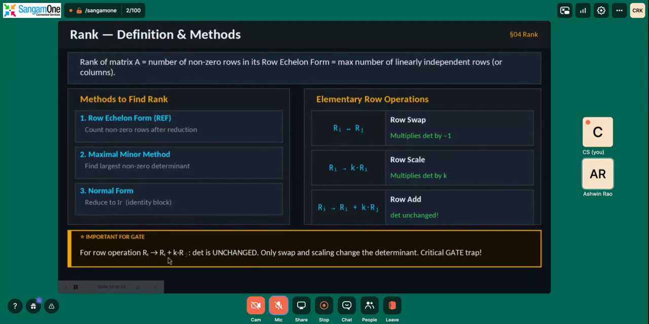As you can see here, an important note is that Ri becoming Ri plus K times Rj leaves the determinant unchanged. Only swap and scaling change the determinant. This is the critical mistake students make, saying the determinant will change for this, but only swap and scaling change the determinant.